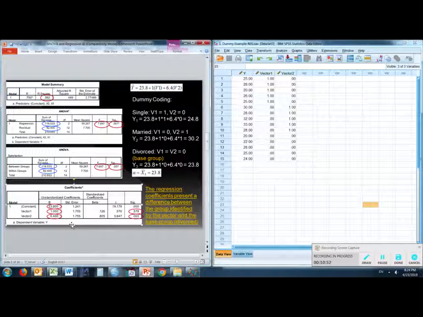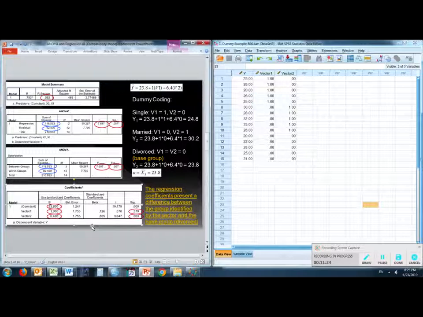We can see first the constant is 23.8. That is when both memberships are 0, the life satisfaction mean is 23.8. Then vector 1 was not significant, while vector 2 was significant. So how to interpret this coefficient matrix or coefficient table?